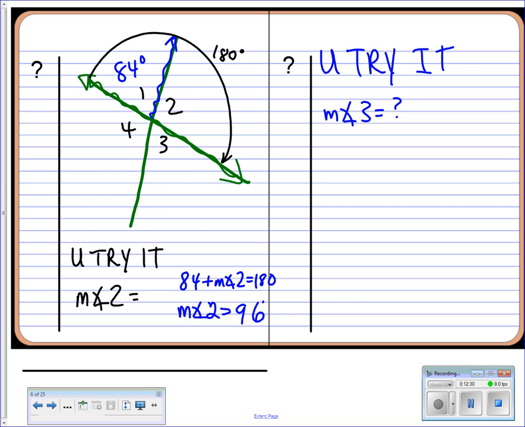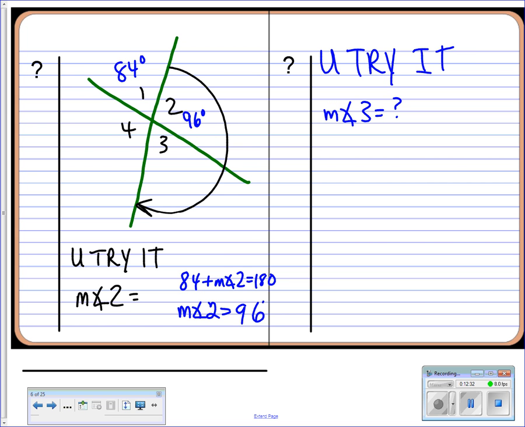Now, hopefully you concluded that angle 3 was 84 degrees. We know angle 2 is now 96 from our previous work. So 96 plus the measure of angle 3 should equal 180. When I solve that, I get the measure of angle 3 is 84. Now, 84 sounds awfully familiar, and you're right, because it's angle 1.